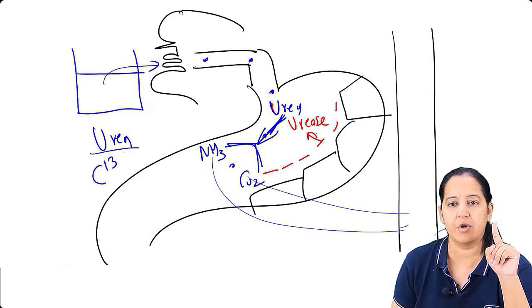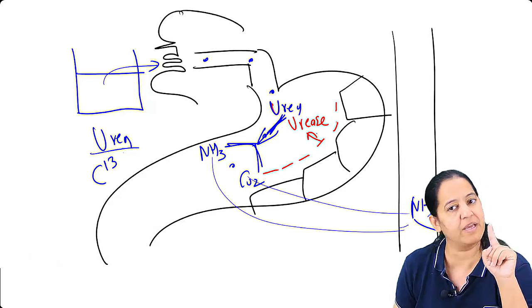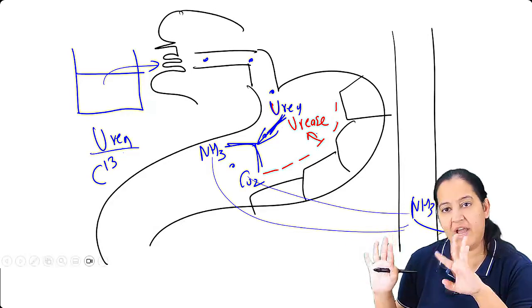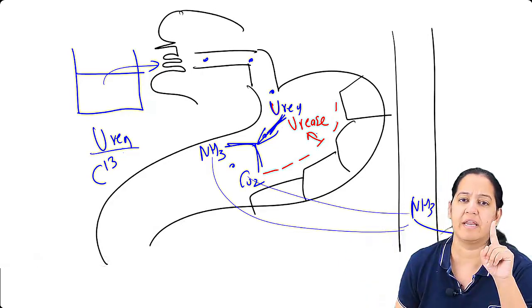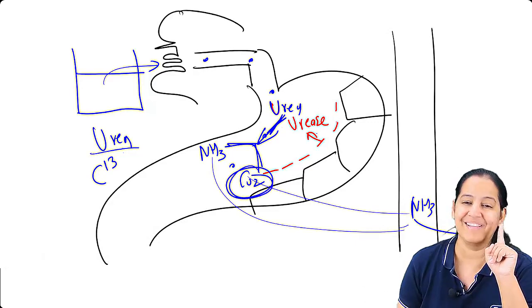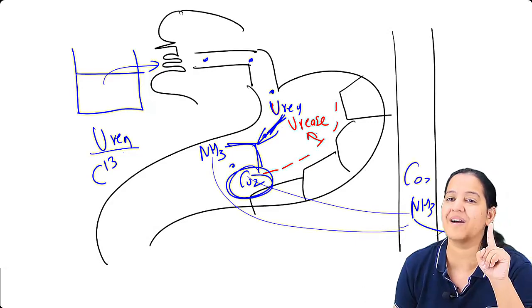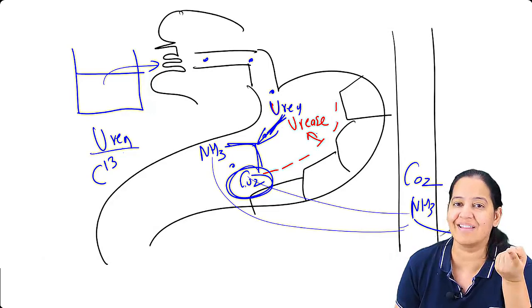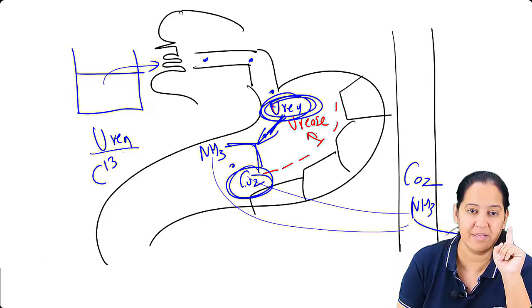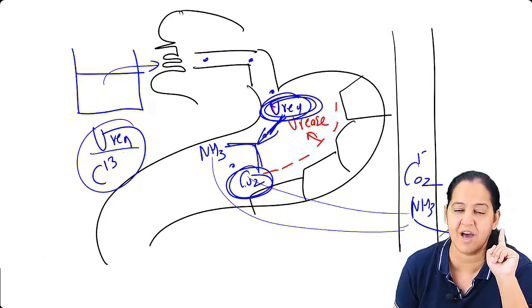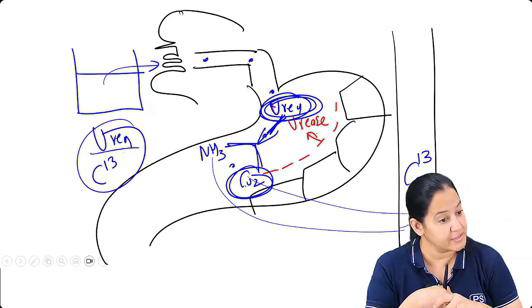Ammonia will go in the blood and be excreted from the kidney in the urine. Don't worry about that. What about the carbon dioxide? This carbon dioxide contains carbon. Which carbon? Where is this carbon dioxide coming from? The carbon dioxide is coming from the urea. But in the urea, the radioactive carbon is there. So this carbon dioxide has radioactive carbon. This is radioactive carbon dioxide.